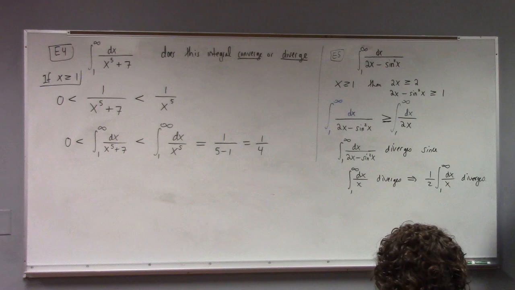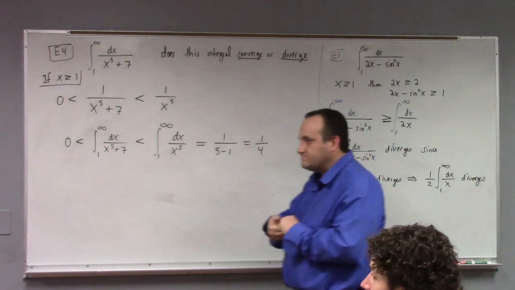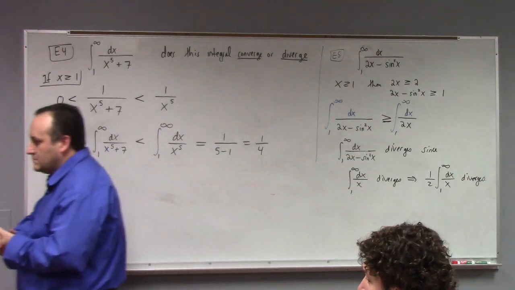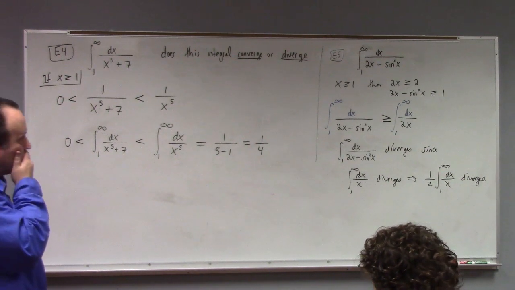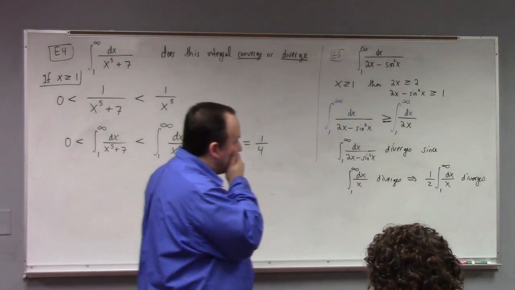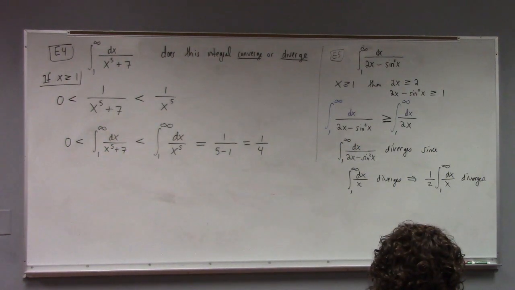Does that make sense? Now you might ask, what's the application of improper integrals? Just to make sure, the integral from 1 to infinity of dx over x to the p always converges when p is greater than 1, and it always diverges when p is 1 or less.